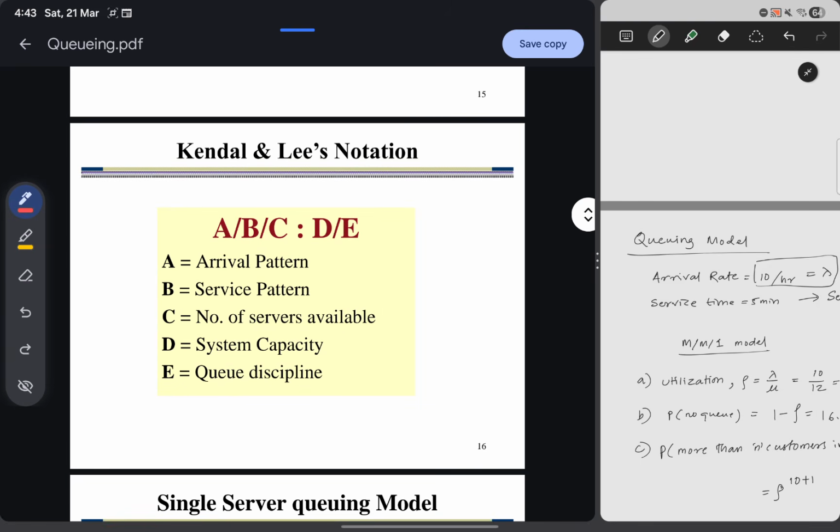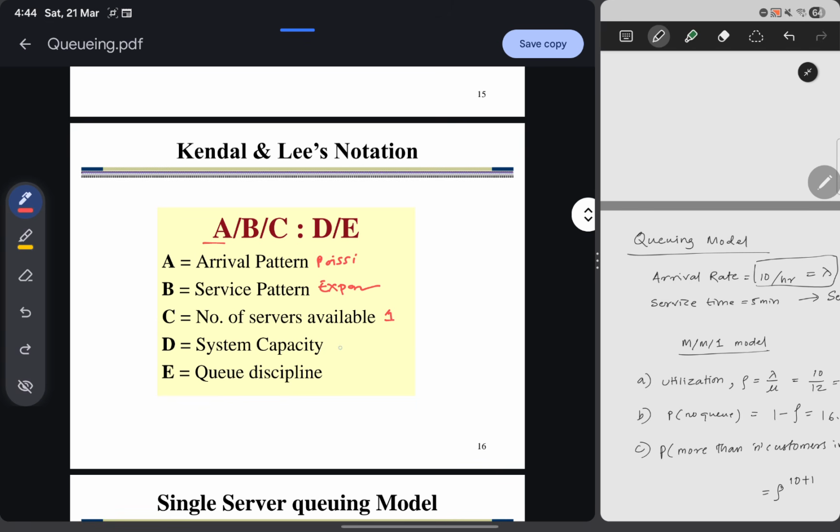We'll come to the notation, A slash B slash C. A is the arrival pattern, which is always Poisson. B is the service pattern, which we know is always exponential. And C is the number of servers available. How many desks are there in the bank? It can be one, two, or many. In our course, we are mostly dealing with one server.